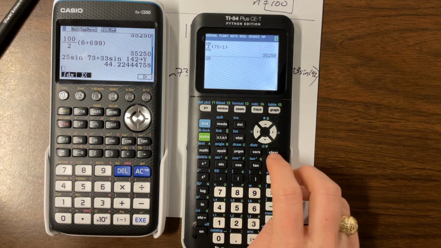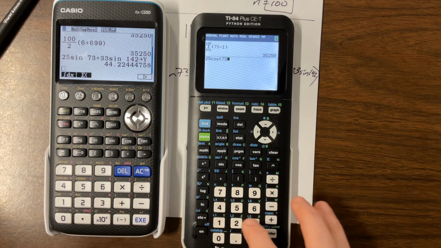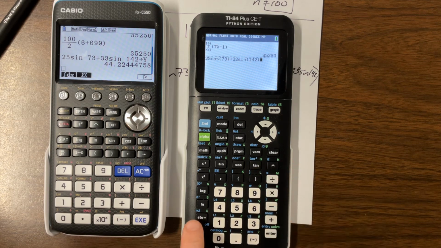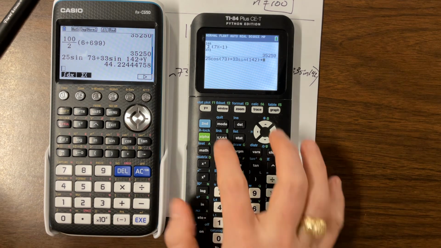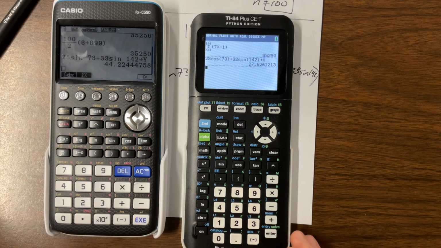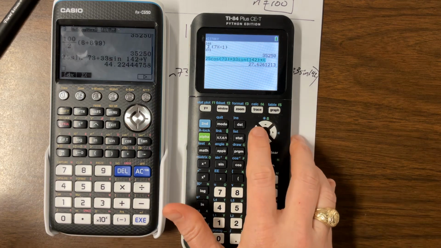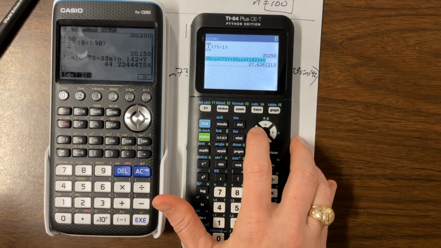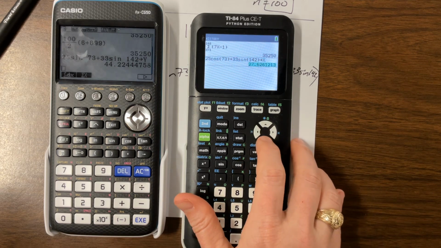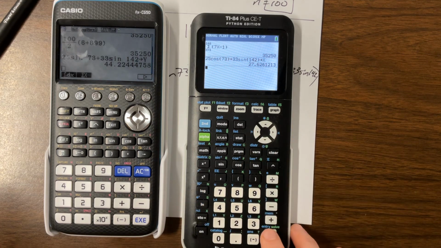It was 25 cosine of 73, close that parentheses, plus 33 sine of 142, close that parentheses. Store on this calculator is down here where it says STO. We're going to store that number, once again as x. Oh, that's different than what I just got. Oh, I see. Do you see my problem? Did you catch it before I did? Quick. Can you catch it? Does it let me re-enter this? Okay, enter. Oh, there it goes.